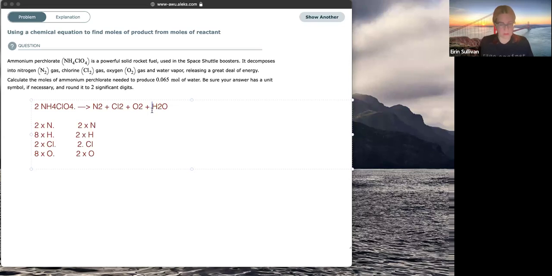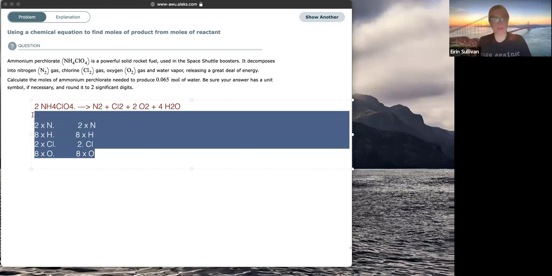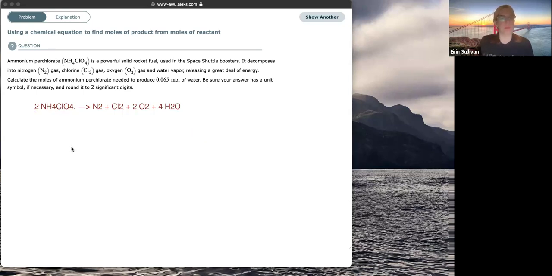So I want to end up with 8 hydrogens. So what I'm going to do is put a cheeky 4 in front of there. So now I've got 8 hydrogens. Okay, but that's also changed the number of oxygens. So now I've got 4, 5, 6 oxygens. Okay, not quite what I want to be, so I can put a cheeky 2 in there because I left that one to last. Now I've got 8 oxygens. All right, so balanced. I'm going to get rid of that because it's taking up space. Boom, there we are.